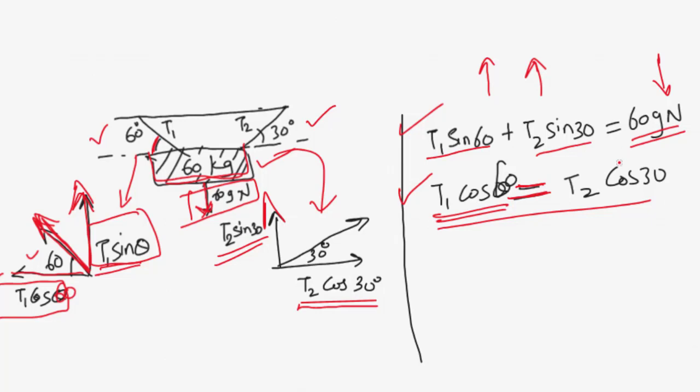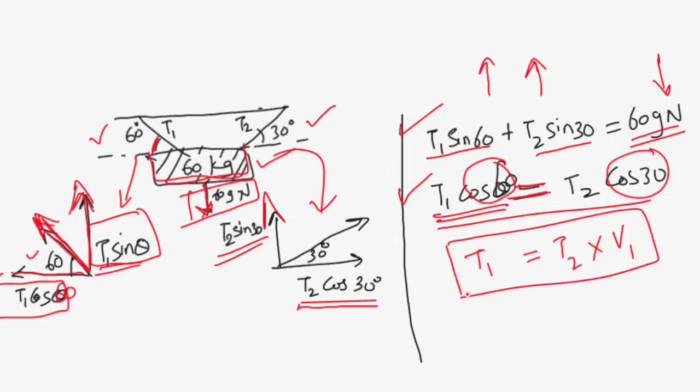Now once we get these two equations, it's very simple. When you know the cos 60 value and the cos 30 value, you can get T1 equal to T2 times some variable, say V1. Then you can put this T1 value in the first equation and easily calculate T2. Once you get T2, you can calculate T1.